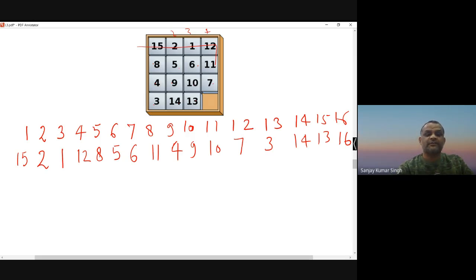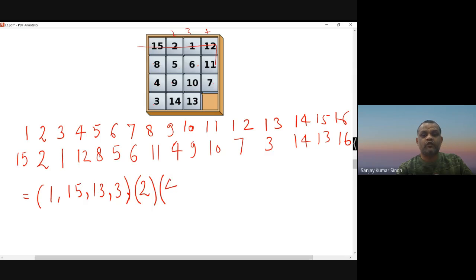And I can write this permutation in a nice way as a product of cycles. So that is written as 1 is going to 15, 15 is going to 13, 13 is going to 3, 3 is going to 1. So this is closed. Now I will start with 2. So 2 is going to 2, so I don't care.